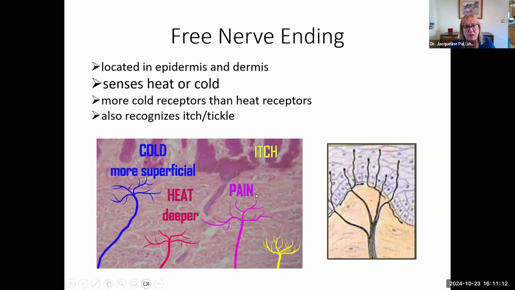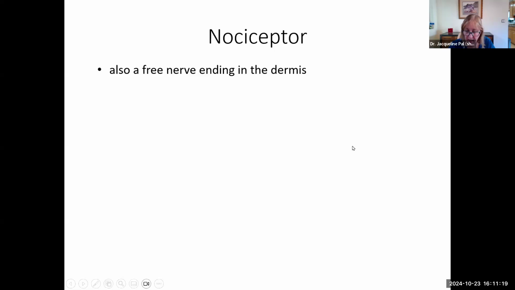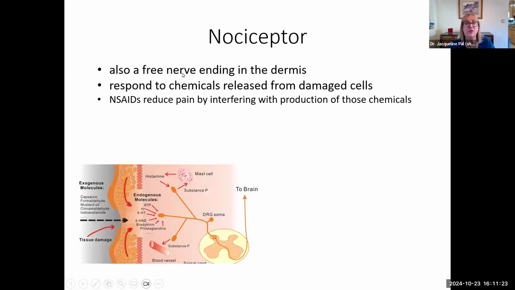So these are showing free nerve endings in the dermis, and here is showing free nerve endings going up into the epidermis. Okay, so nociceptors, pain receptors, as I said, are also free nerve endings in the dermis, and they are responding to released chemicals from damaged cells.